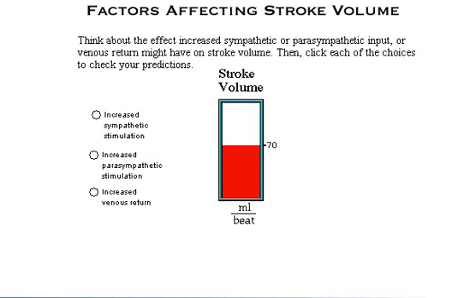Here's an exercise for you. Think about the effect increased sympathetic or parasympathetic input or increased venous return might have on stroke volume. Then, click each of the choices to check your predictions.